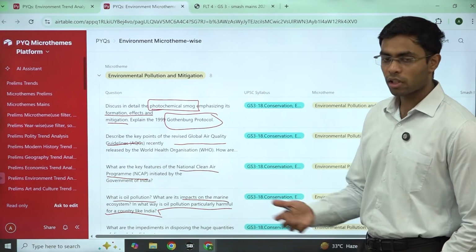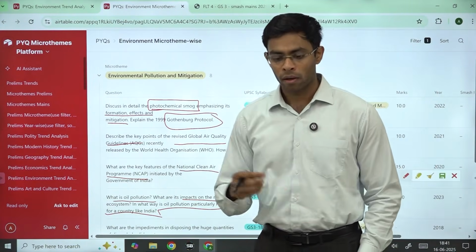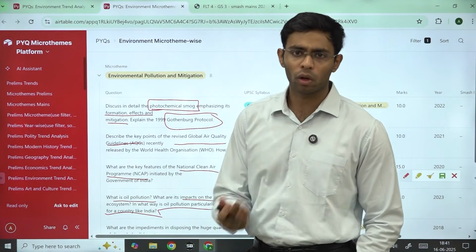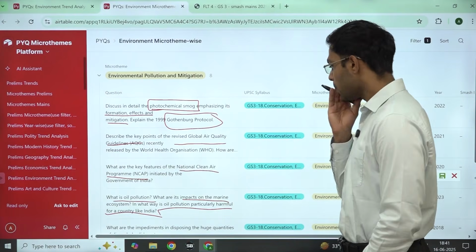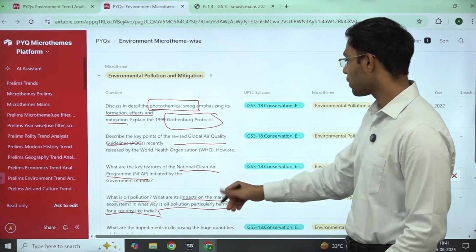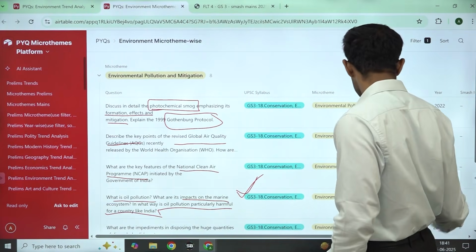So you will obviously study the different types of pollution when you go for studying environmental pollution and mitigation aspects. Noise pollution, air pollution, water pollution, light pollution, right? Radiation, etc. So you will have studied all these things, so you will obviously be very well aware of this question. It's just a question in the hands, right?